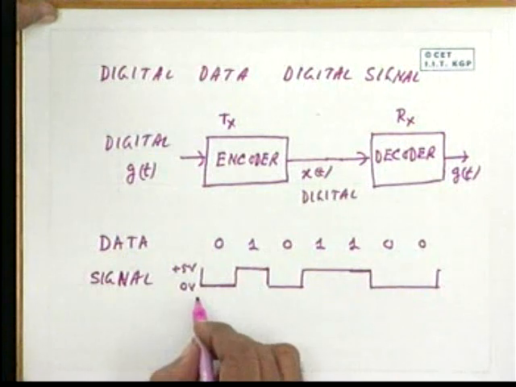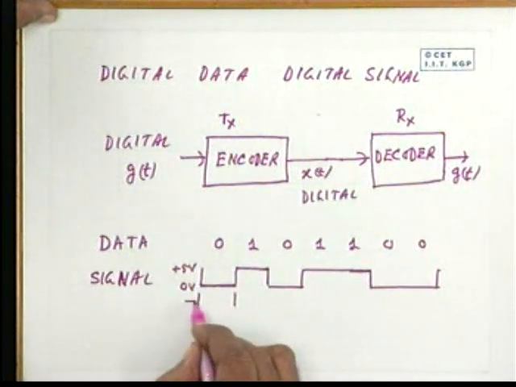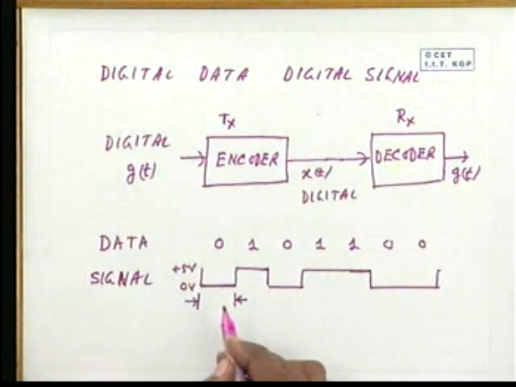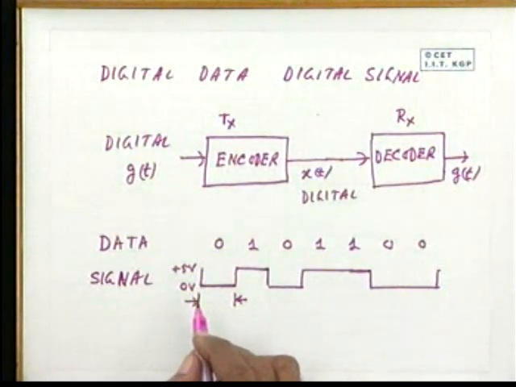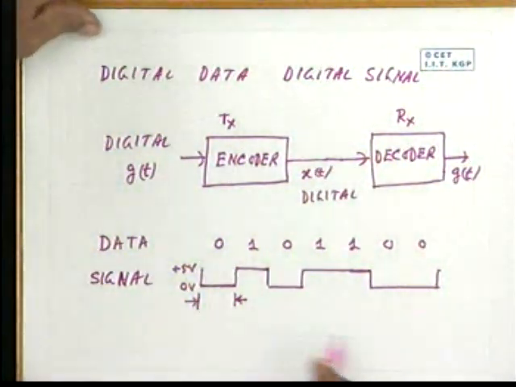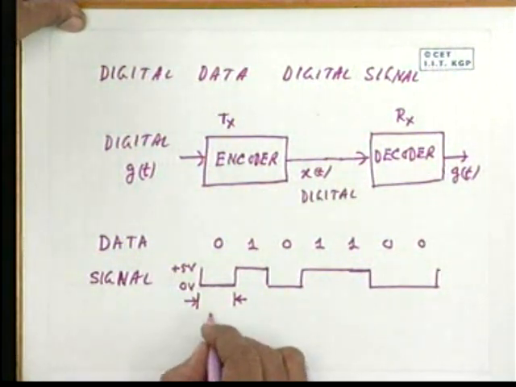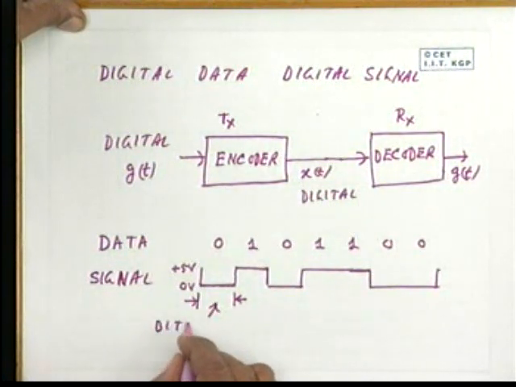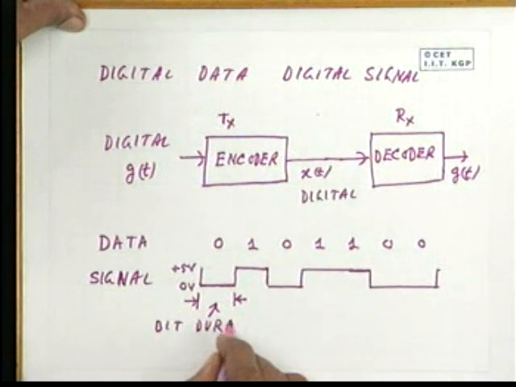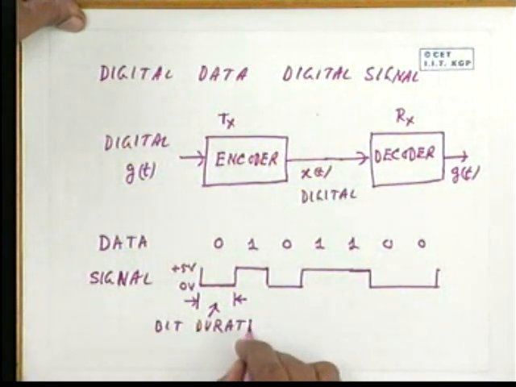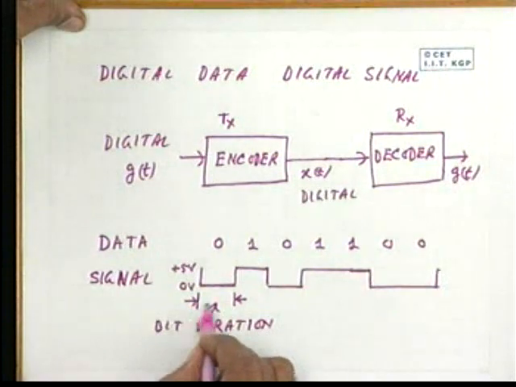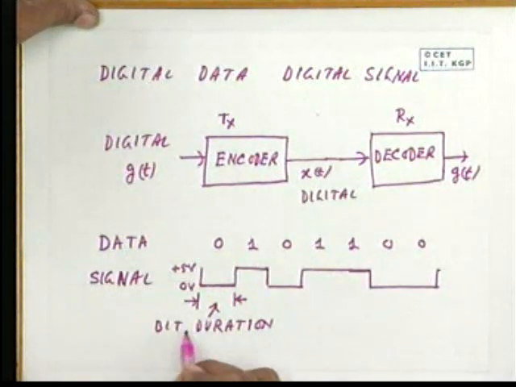Here you see this particular time is known as the bit duration. This period is known as bit duration. That means duration of a digital bit, digital data, or rather digital signal. That is the bit duration.